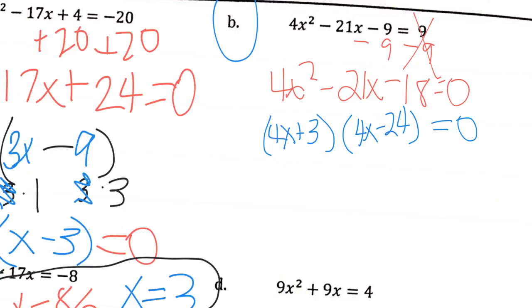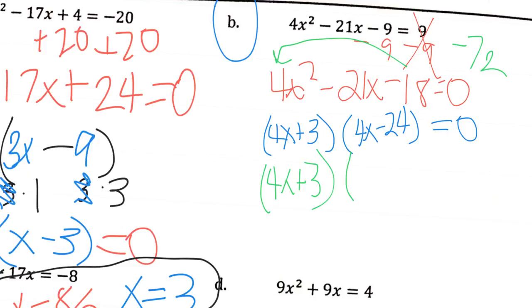And the way that I got those, remember, you do 18 times 4, which would give me a negative 72. And I needed something that multiplied to be negative 72, but added to be negative 21. So that would be negative 24 and 3. Now I need to take out the trash. In this first one here, it stays with 4x plus 3 because the GCF is 1, the trash is 1. However, here I can take out a 4 from each one, so I'm left with x minus 6.